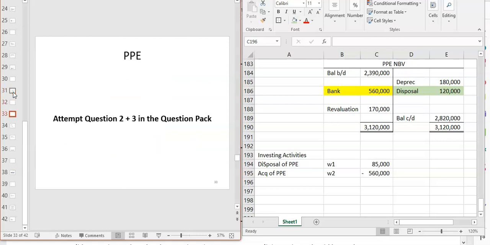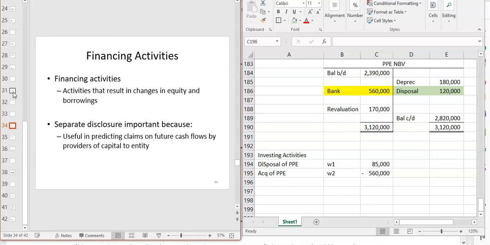Right? So I also have two very similar questions, question 2 and question 3, in the question pack. Please try and attempt them if you can, and try not to look at the solution straight away. Try and come up with an answer and see are you happy with it before you go back and look at the solution. All right?